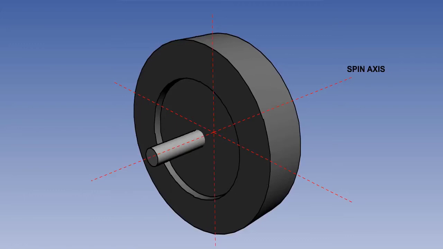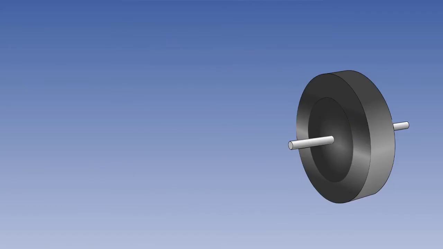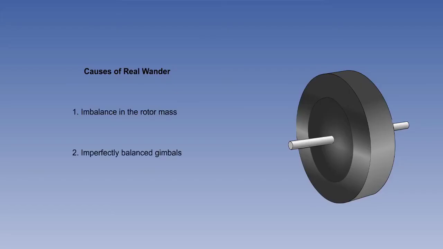Let's look now at real and apparent wander. Real wander occurs when the gyro spin axis actually moves away from its originally fixed direction in space. Real wander may result from manufacturing imperfections or wear. A perfect gyro with no external forces on it should not suffer from real wander. Typical causes are imbalance in the mass of the rotor, imperfectly balanced gimbals, and uneven rotor bearing friction.